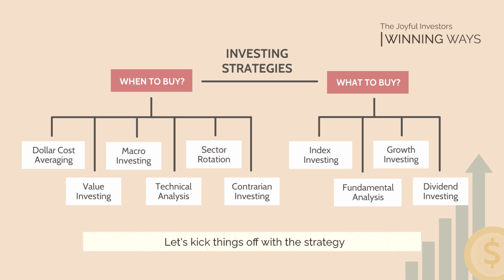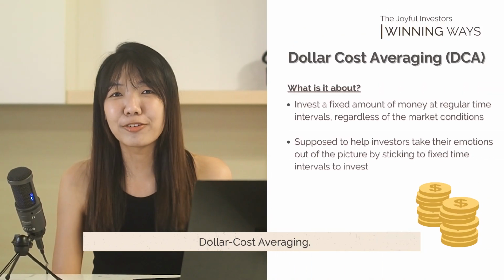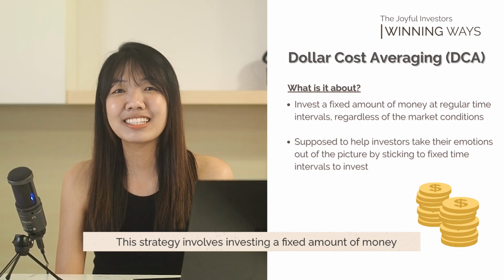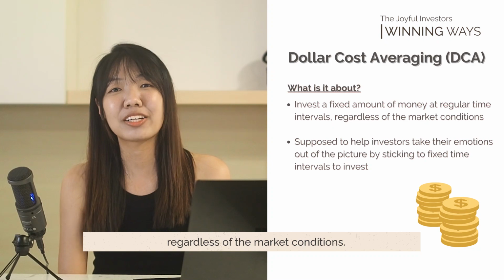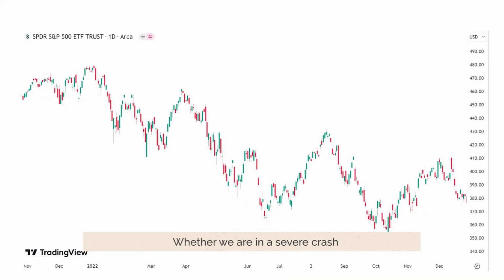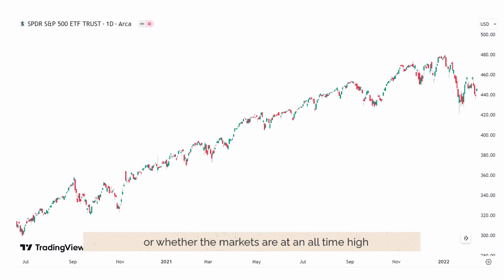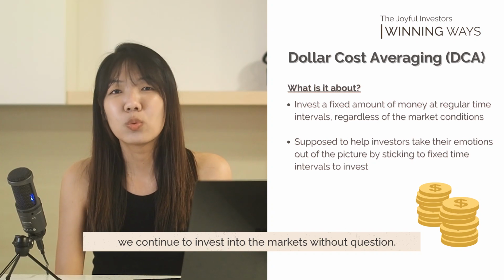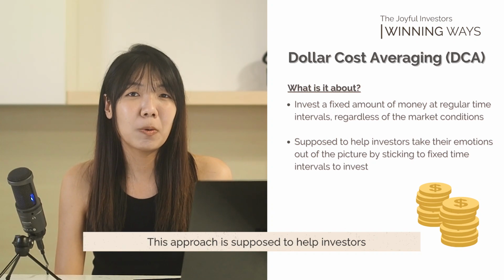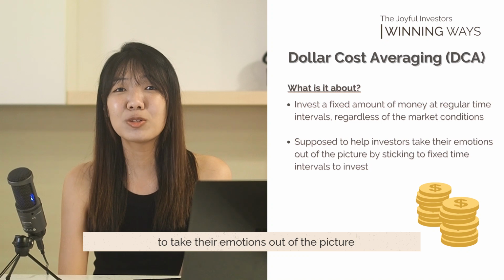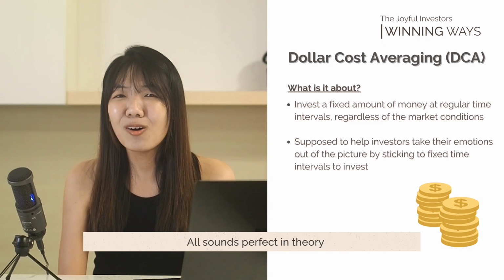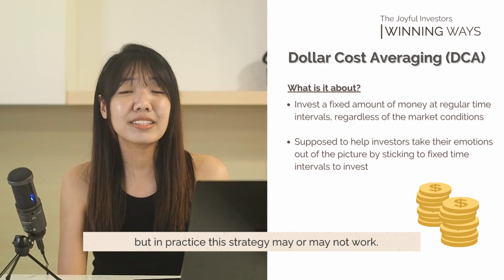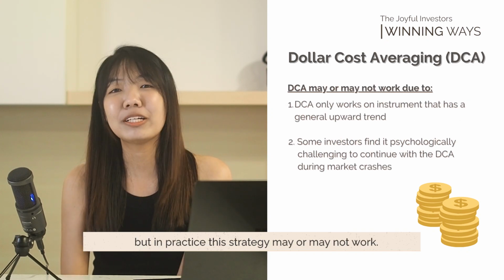So let's kick things off with the strategy that is most recognizable to many of us: dollar cost averaging. This strategy involves investing a fixed amount of money at regular time intervals, regardless of the market conditions. Whether we are in a severe crash or whether the markets are at an all-time high, we continue to invest into the markets without question. This approach is supposed to help investors take their emotions out of the picture by sticking to a fixed time interval to invest. All sounds perfect in theory, but in practice, this strategy may or may not work.